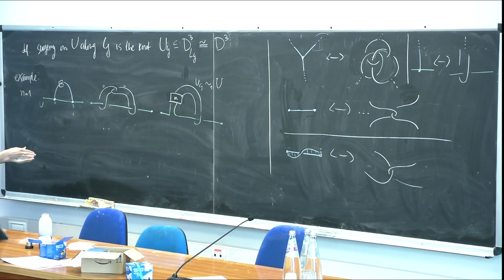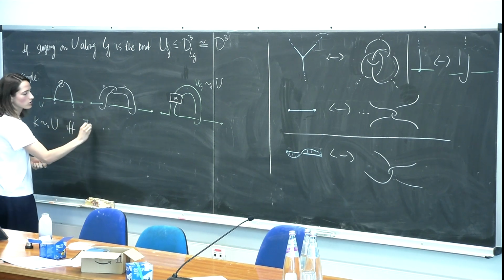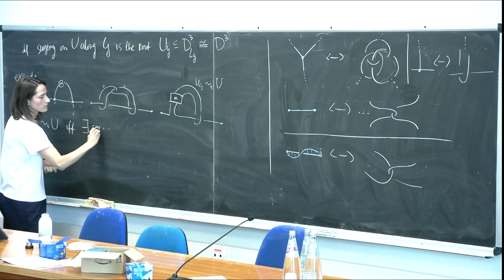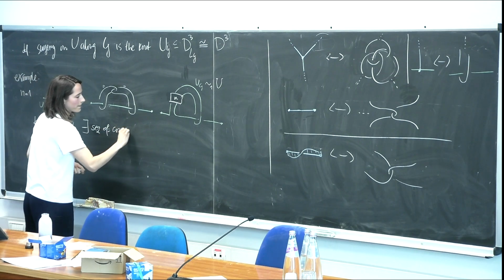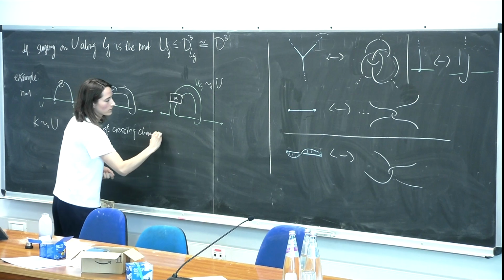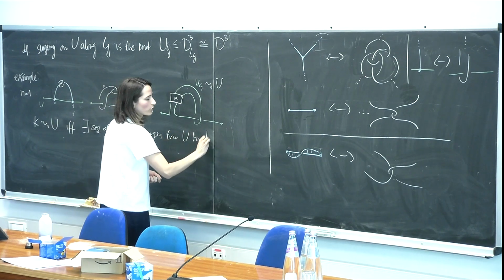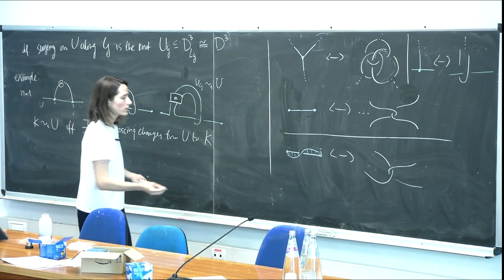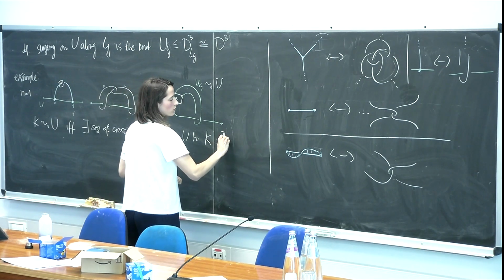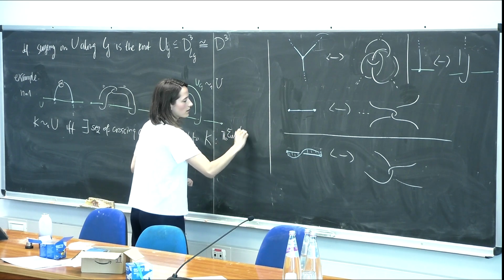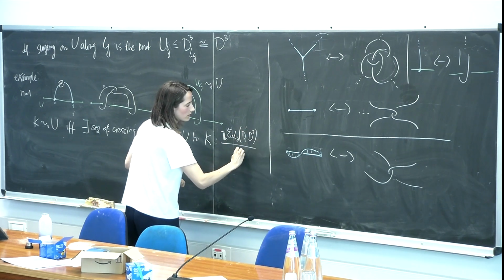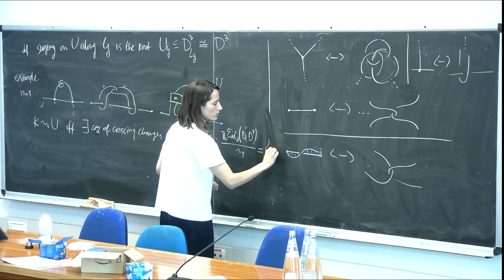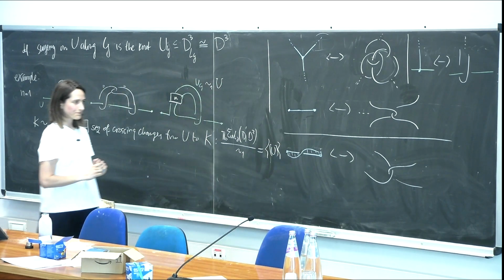And what we actually observe here is that K is 1-equivalent to U if and only if there is a sequence of crossing changes from U to K. But of course, in D3, everything is related by crossing changes. You can always get to the unknot. So that means that if you just took your embeddings modulo this 1-equivalence, you're killing everything. Everything is 1-equivalent to U. Okay?